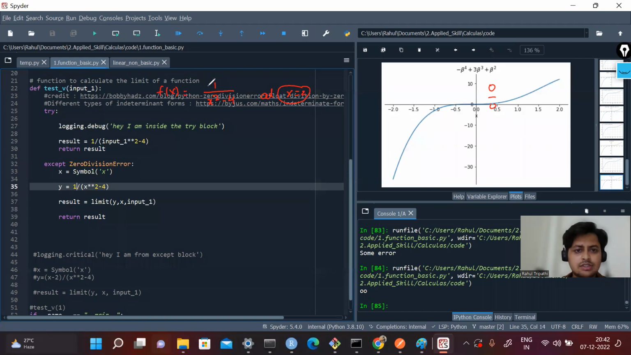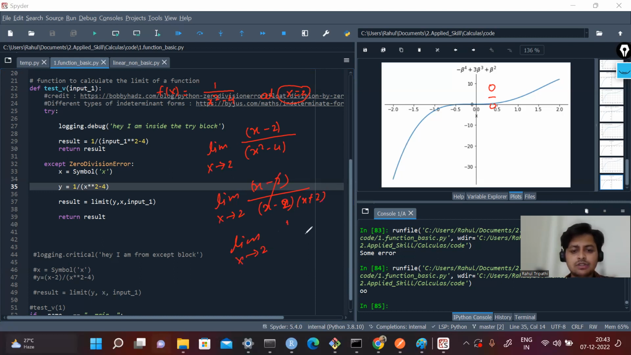To make things easier, let's go with this one: x minus 2 divided by x square minus 4. Now we are trying to find the limit as x approaches 2. How to solve this problem? This is a square minus b square, so x square minus 4 is going to be x minus 2 times x plus 2. The x minus 2 will cancel out, and the limit as x approaches 2 is 1 by x plus 2. Now if you put the value of x, this will be 1 by 4. This will be the answer of this function. I will just modify the equation, so you can see we are able to solve the problem.